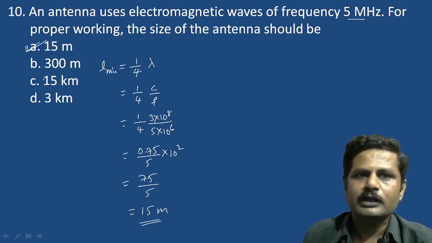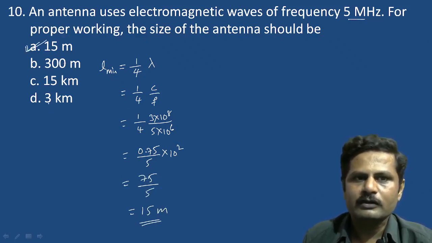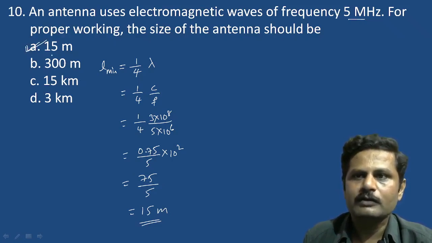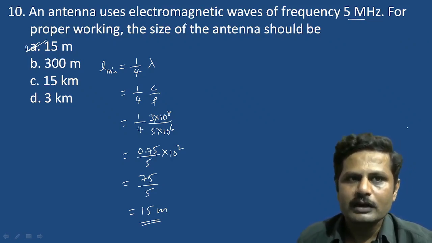So option A would be the correct answer. So here in these options, that is D, 3 kilometer, 15 kilometer and 300 meter. These options are absurd. Directly we can mark the 15 meter as the minimum length of the antenna for proper working. So therefore A is the correct answer. Let me go for the 11th question.